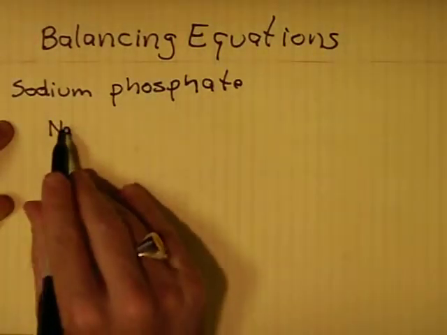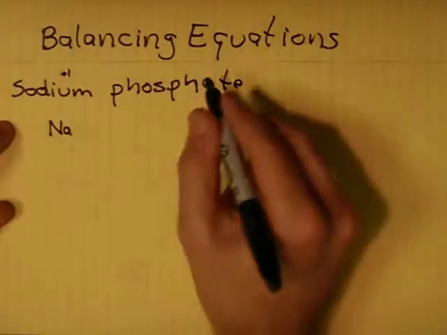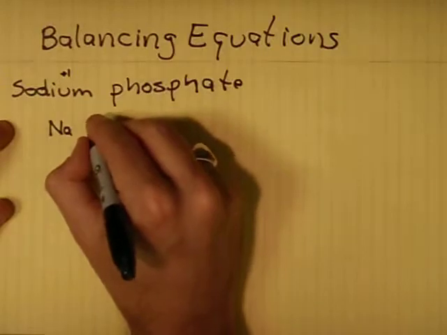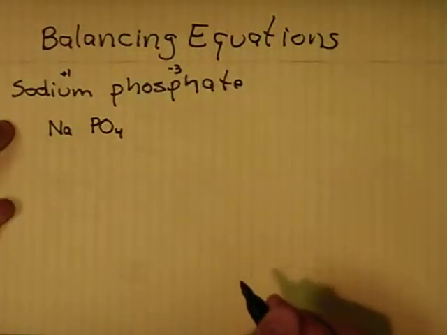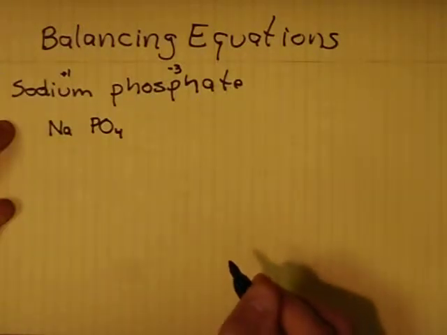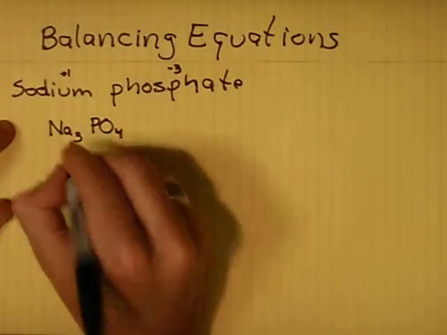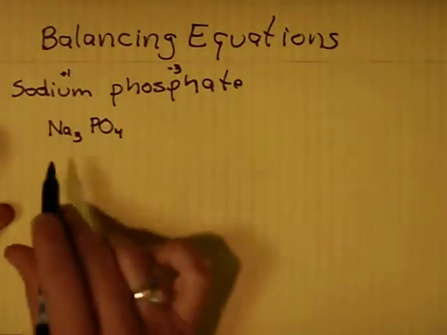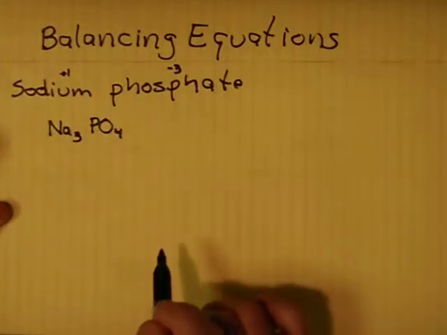sodium, which is Na, which we know sodium has a +1 charge, and phosphate, which is PO4 with a -3 charge. So to get those to balance out, we have this 3 here with sodium, and then the PO4 just stays as it is. So Na3PO4 is sodium phosphate.